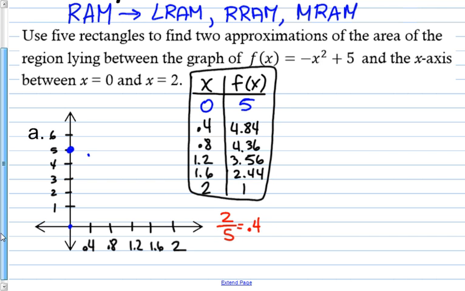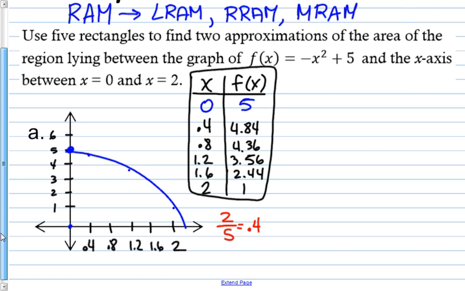Let's skip to 1.6. 1.6 is 2. You know what? Let's do 1.2. 1.2 is 3.56. So it's about right there. And then 2 is 1. So 2 is going to end up about here. So my graph should look something like this. Okay, let's pretend I hit the dots. It is an upside down parabola, so it makes sense. And I'm finding the area underneath that.